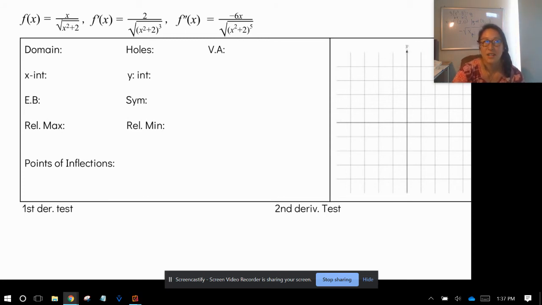Okay, so now we're going to graph the next one. I want you guys to go ahead and get all the features, including the relative min and max, and then you can check it with my work.